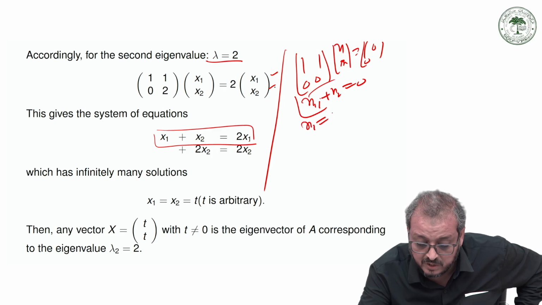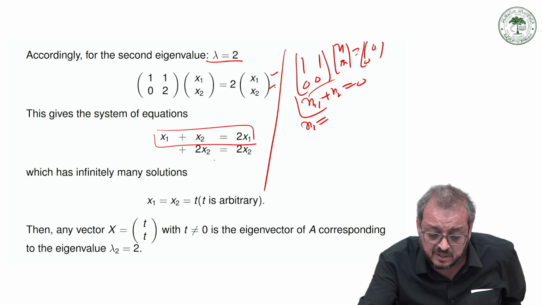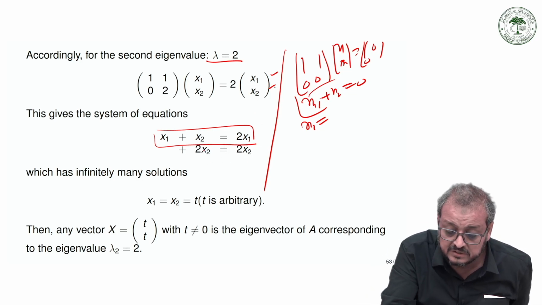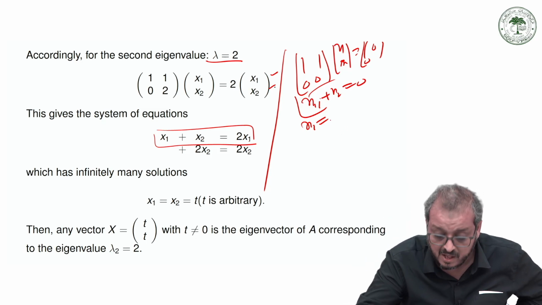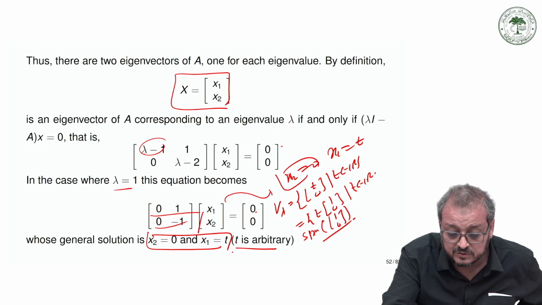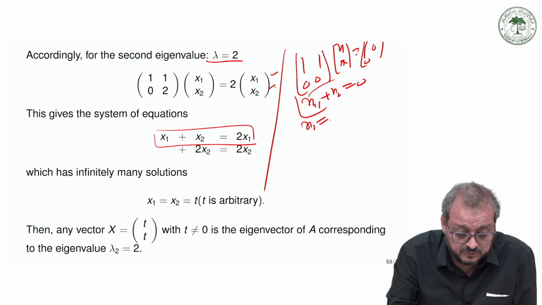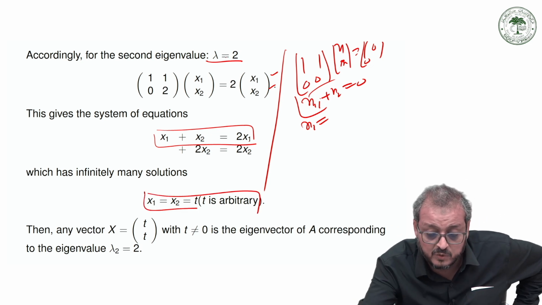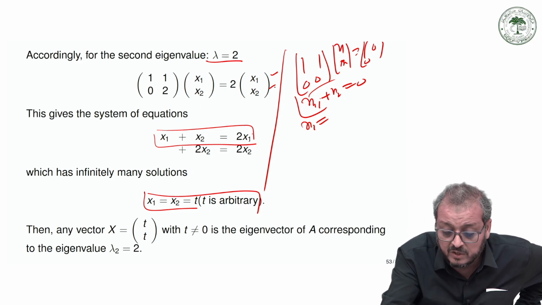So this can be written as x1 minus x2 is equal to 0, with 2 minus 1 and 2 minus 2 equal to 0. This means x1 is equal to x2. So there are again infinitely many solutions. For lambda equal to 2, x1 plus x2 is equal to 2 times x1, and twice x2 is equal to twice x2.